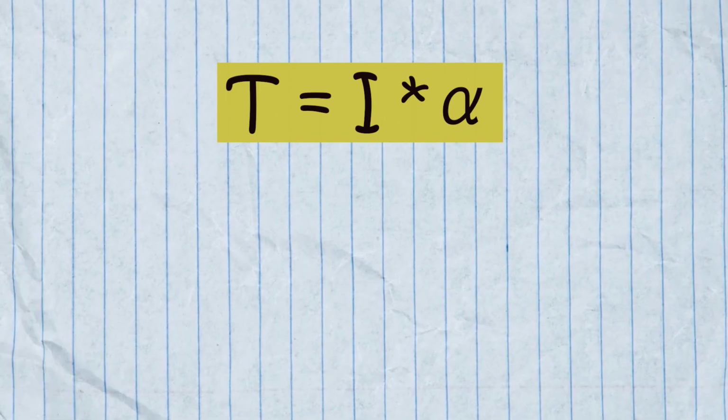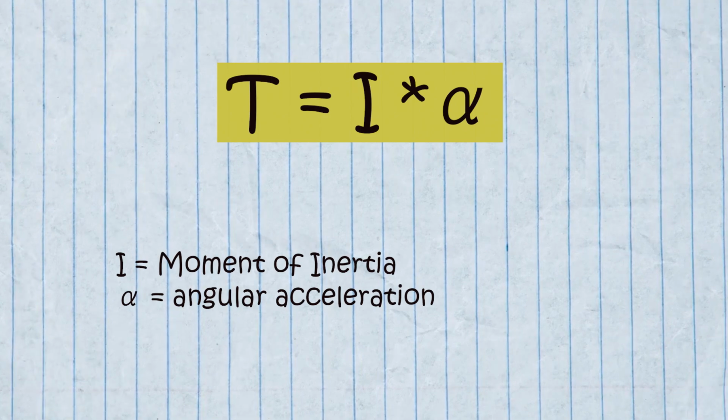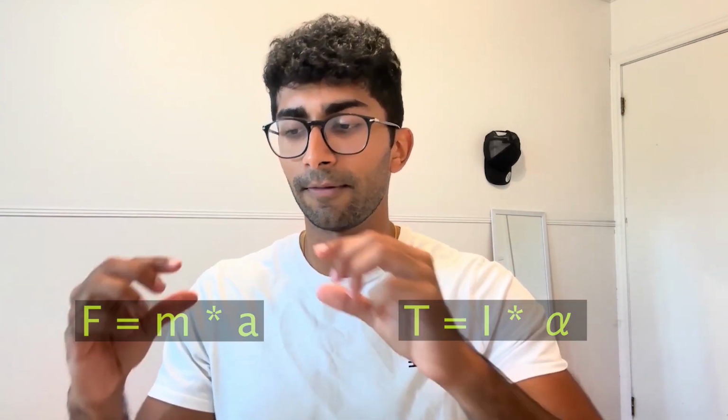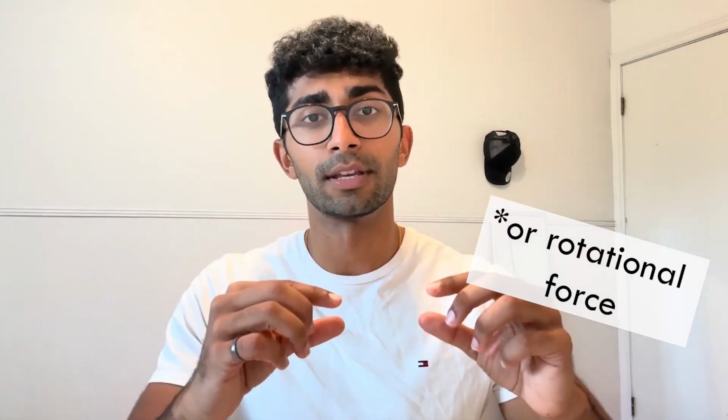You also have another formula, torque equals I times alpha, where I is your moment of inertia, alpha is your angular acceleration. Now, this equation is also analogous to F equals ma. It's just that F equals ma is linear force, and torque is your angular force.